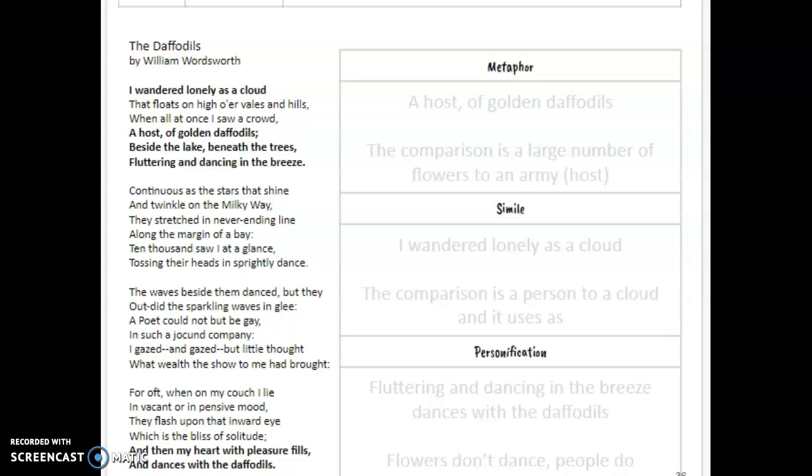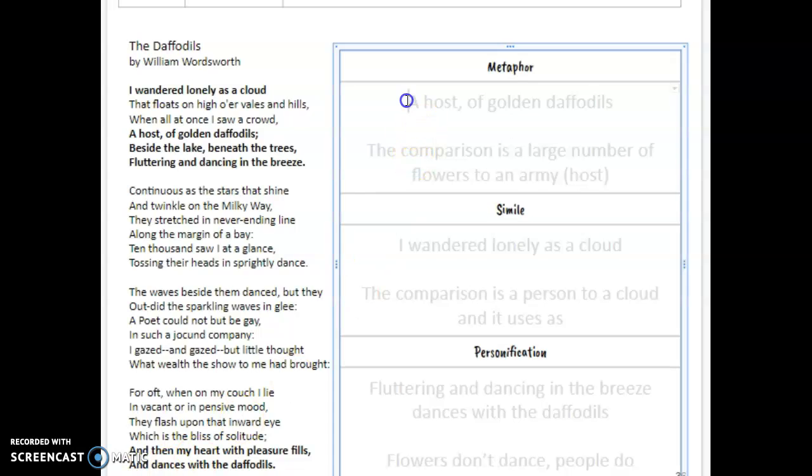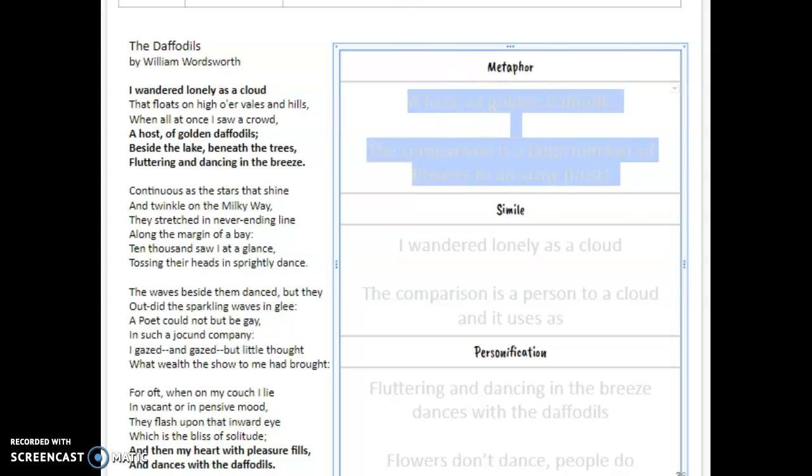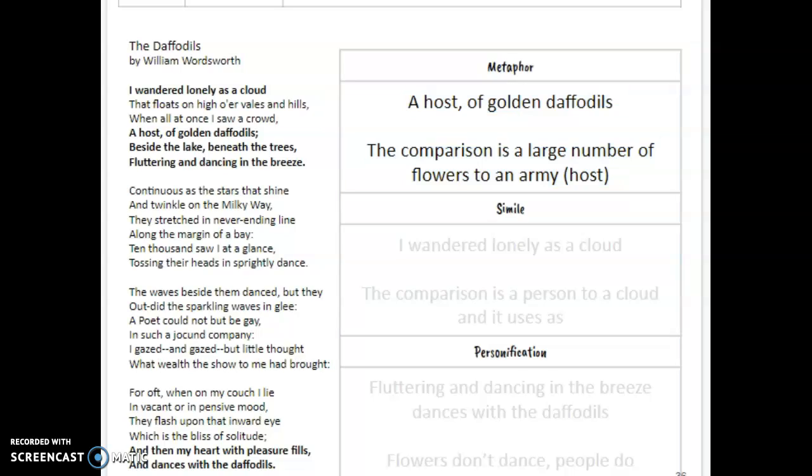There's actually lots of metaphors and similes, and we're just going to look at a couple that I've already bolded for you. So in terms of metaphors, we're looking for a comparison that does not use like or as. One of the metaphors that is used is a host of golden daffodils. The comparison is a large number of flowers to an army, which is an old word for host. And when we're reading this poem, we can tell this is not a recent poem. This is a poem that was written some time ago, looking at some of the word use that we no longer find common. So that is the metaphor. Daffodils are being compared to an army.